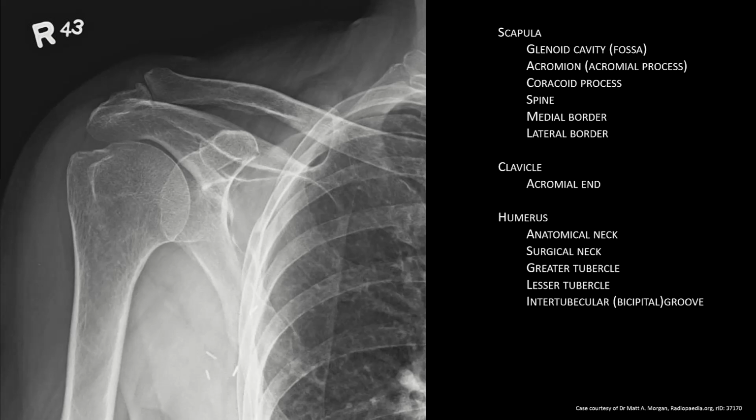First, pause this video so you can identify each of these structures on your own. Now let's do it together. Let's start with the acromial end of the clavicle. Now the scapular features: the acromion, spine, and coracoid process. Now let's find the medial and lateral borders.